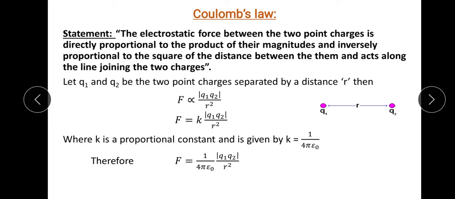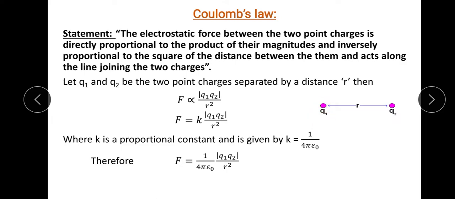Next, this is a very important topic for you, Coulomb's law. First I will read out the statement. The electrostatic force between the 2 point charges is directly proportional to the product of their magnitudes and inversely proportional to the square of the distance between them, and the force always acts along the line joining the 2 charges.